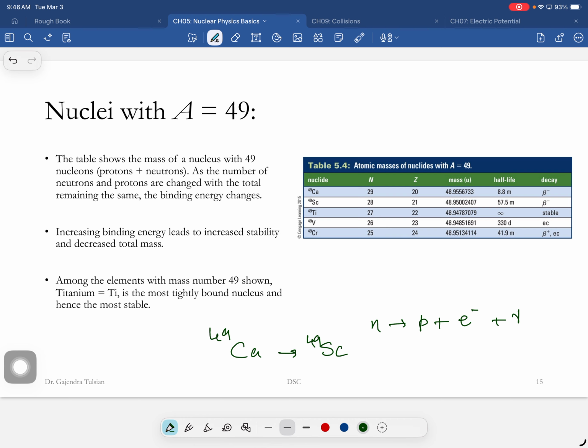So when you observe alpha decay, it's mostly large nuclei that will emit alpha particles. So this is a large unstable nucleus. It will emit an alpha particle, which is a helium nucleus. And there is the daughter nucleus. Generally, these daughter nuclei are also unstable and will decay further.